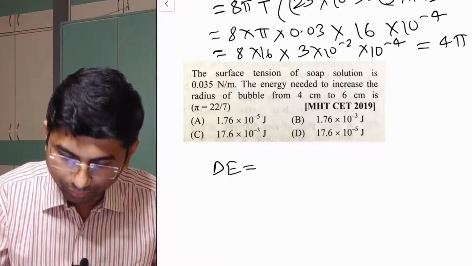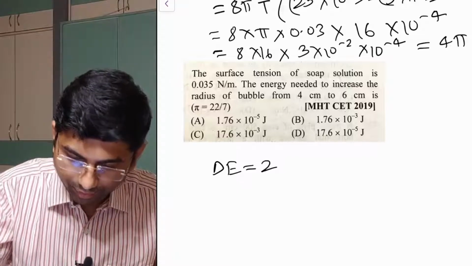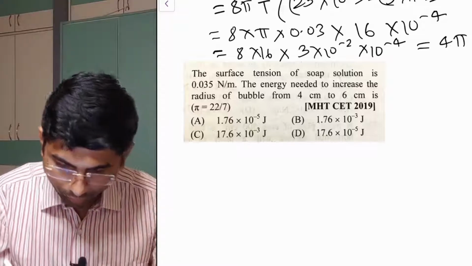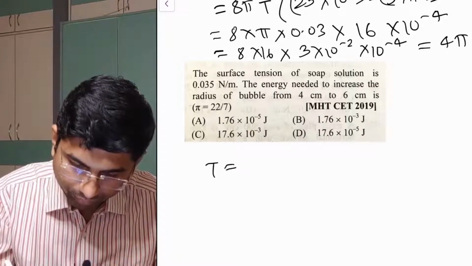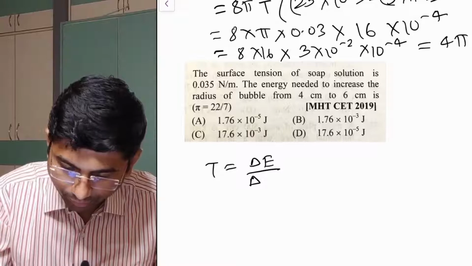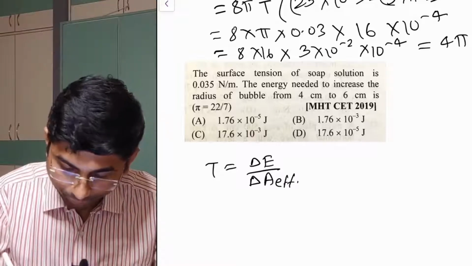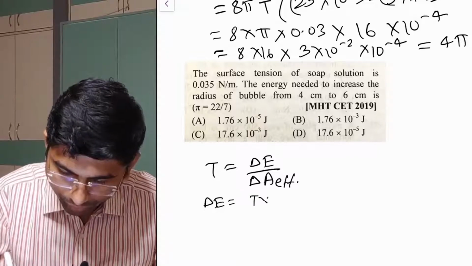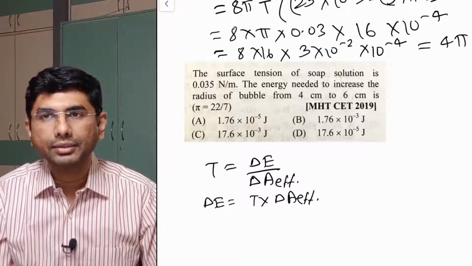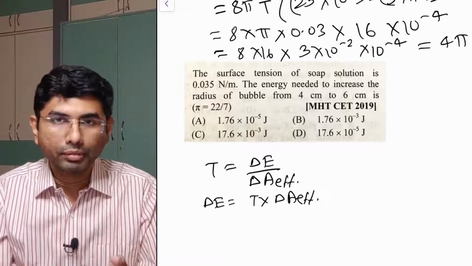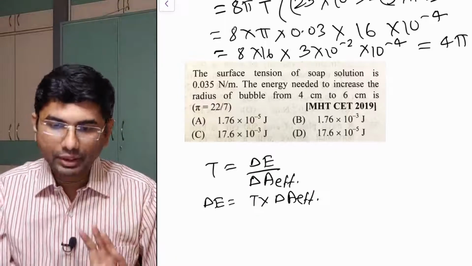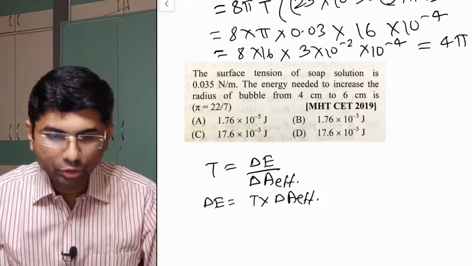Delta E is equal to 2 times... okay, I will just write it down. Our normal formula, what is there? Tension is equal to energy being asked, delta E, upon effective change in area. Therefore, delta E is equal to T into delta effective area change. Now, how much is the area change? Again, it's a soap solution. The soap bubble will be having surface area inside and outside. The same kind of logic which is there above, I need to apply here. So that's why I will not solve it. You can take it like a homework.